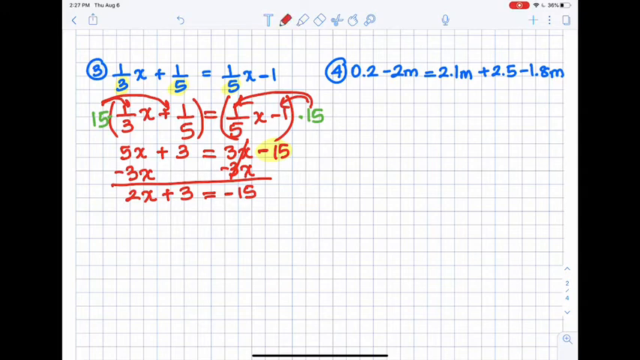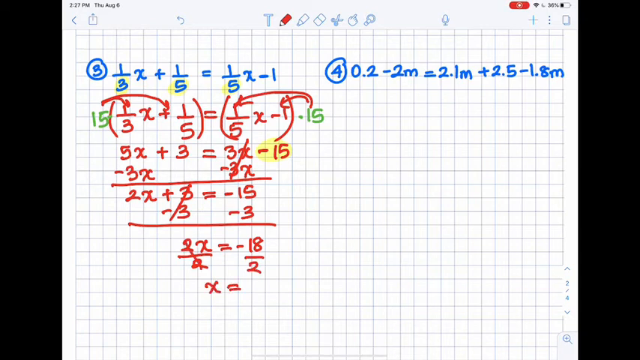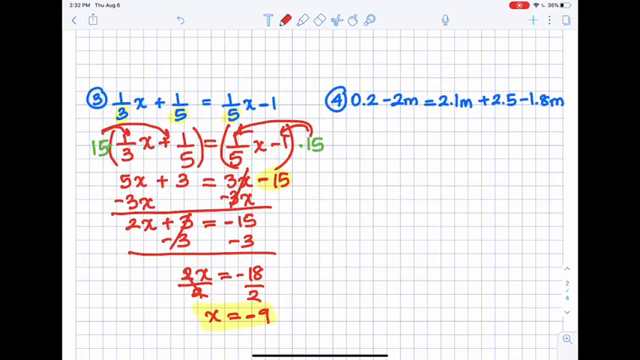Okay. Then let's subtract 3 from both sides. Negative 18, and we're going to divide both sides by the coefficient of x, which is negative 9. And don't forget to check your answer. Okay, let's do question number 4.